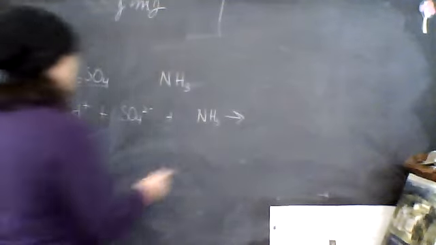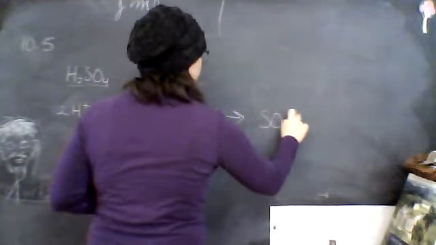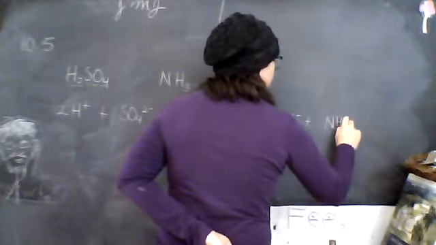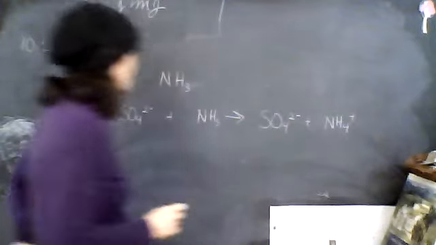You end up with 3 NH4 plus PO4 3 minus. So are we going to substitute the S for the P and just write that down then? Because we don't have a P, we have an S. So we can't just copy that down.